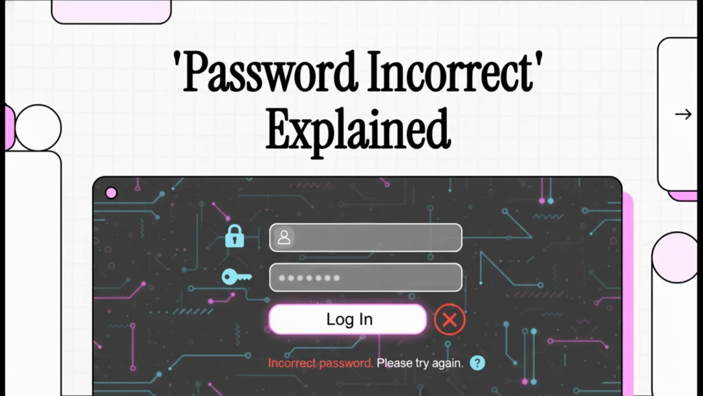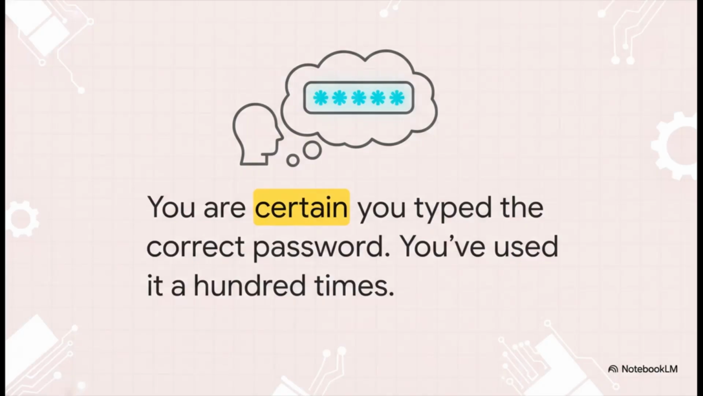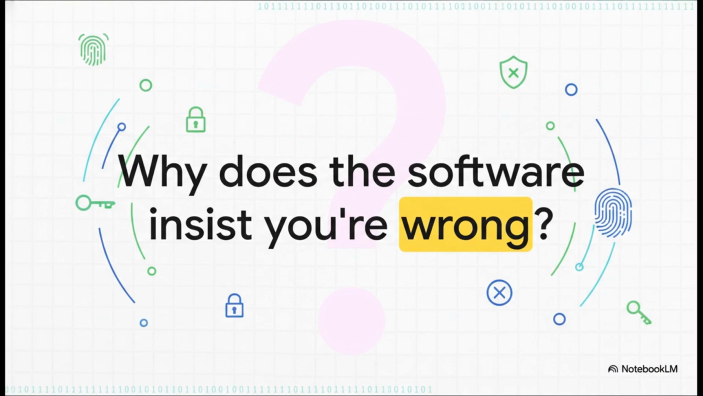Okay, so we've all been there. You're trying to log into a website, and you get that message, password incorrect. But the thing is, you know it's right. You're positive. I mean, you've typed this password 1,000 times. It's basically muscle memory. So what gives? Why is the computer telling you you're wrong when you know you're right?